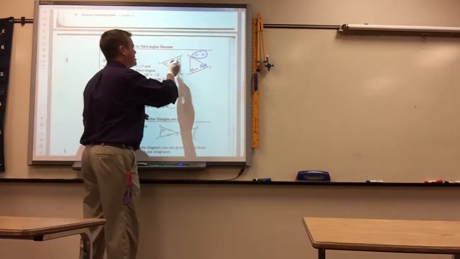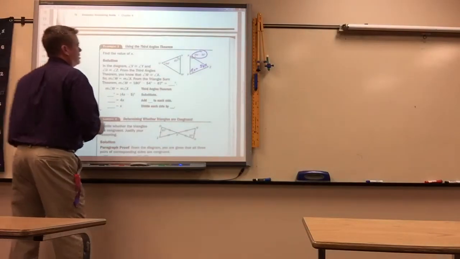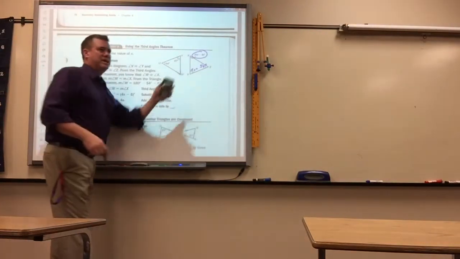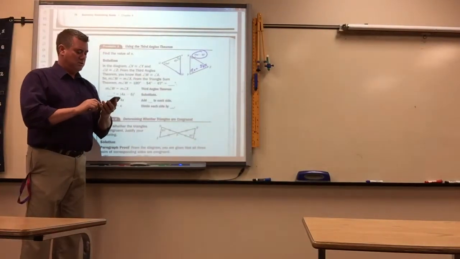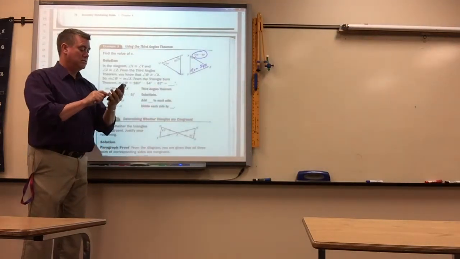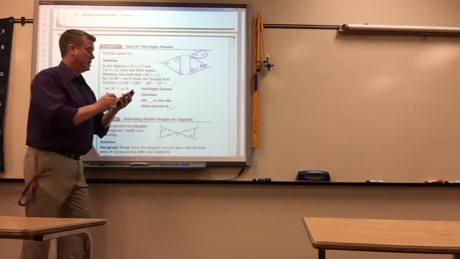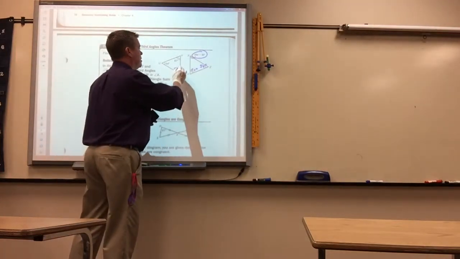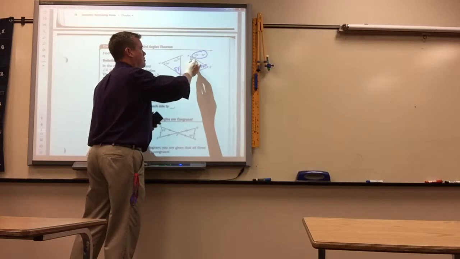Well, if this is 67 and 54, we can figure out this one, right? Because they got to add up to 180. So take 180 and subtract off these two. It's 59 degrees, which means this one also has to be 59, right?